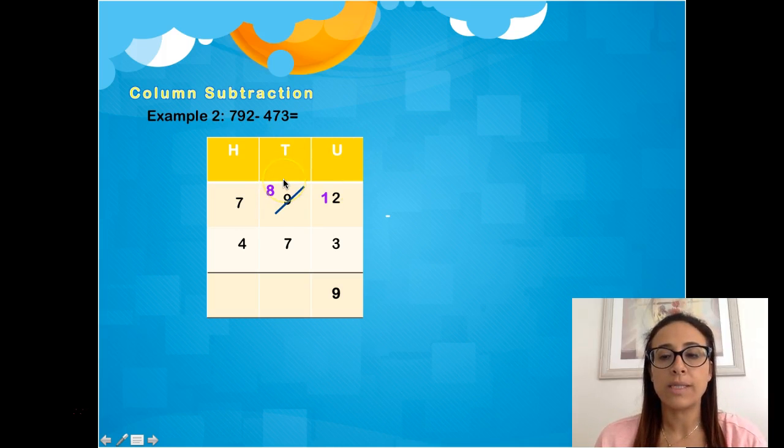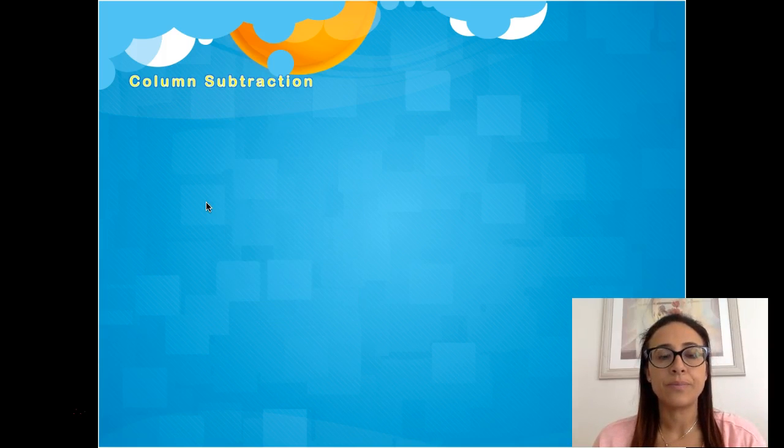Now we can move on to our tens column. 8 is bigger than 7, so we can subtract 7 from 8, which is 1. And then we move to our final column in this example, which is the hundreds. Once again, 7 is bigger than 4, so we can simply subtract 4 from 7, which equals 3. So 792 minus 473 is 319.